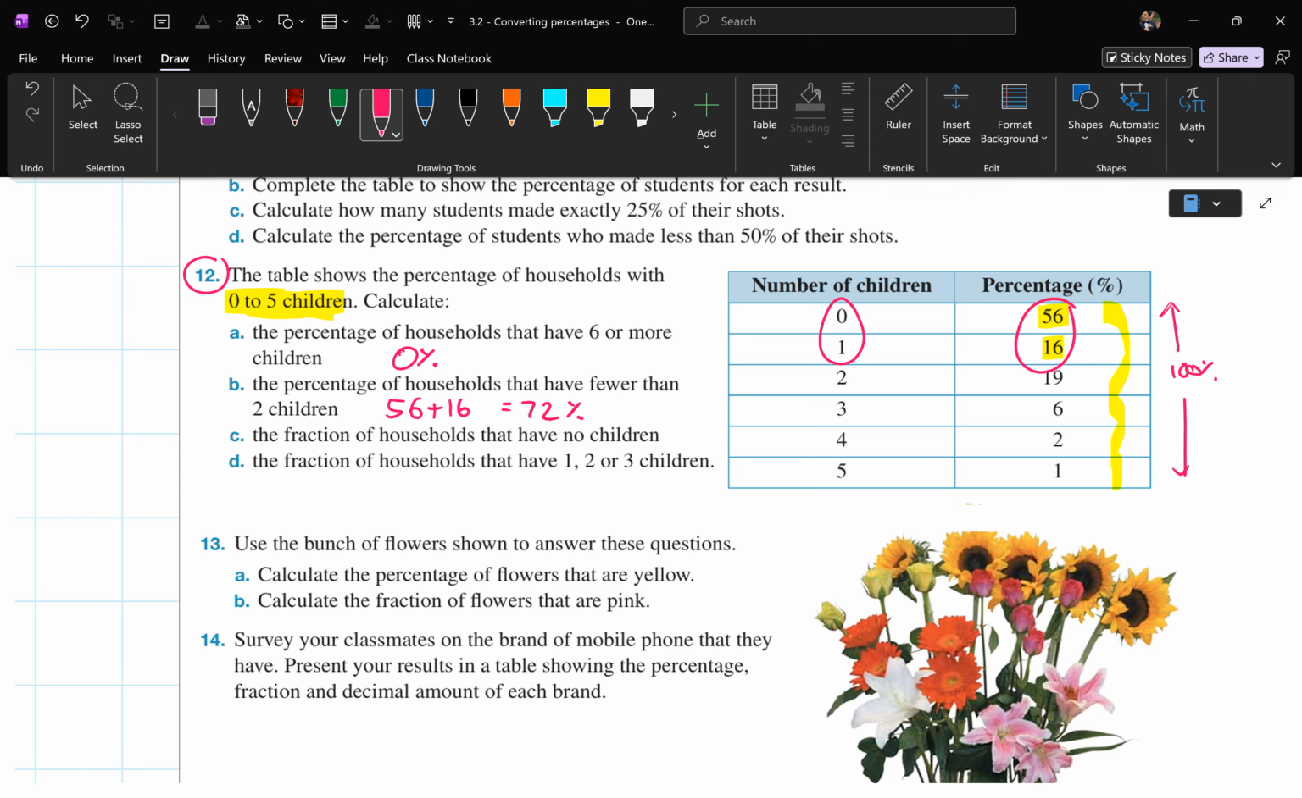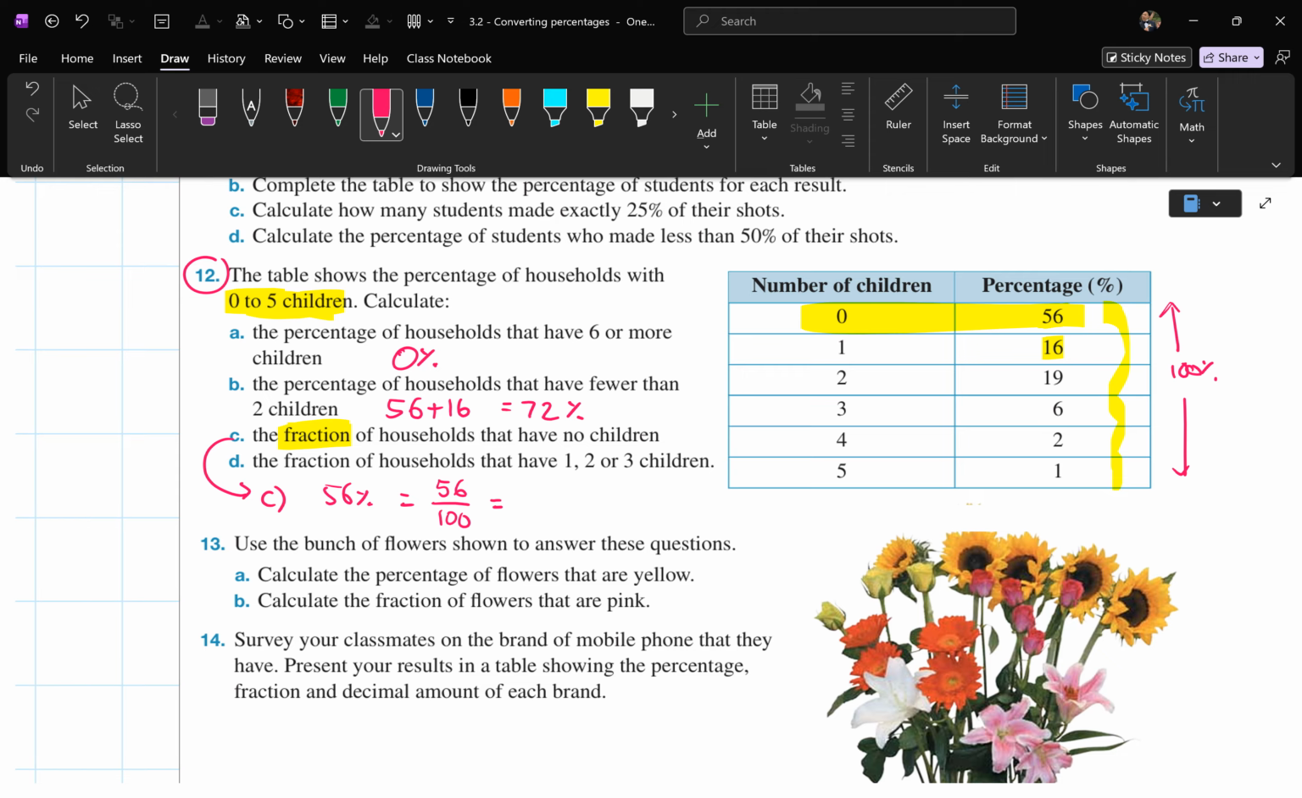The fraction of households that have no children. Okay, so this is where the skill comes in. They're asking you to convert percentages to a fraction. So for no children, I have 56%, but they want a fraction of households. I can't say it as 56%, I have to convert it to a fraction, which is 56 out of 100. You can technically leave it there, but most of your answers should always be simplified, especially for exams.